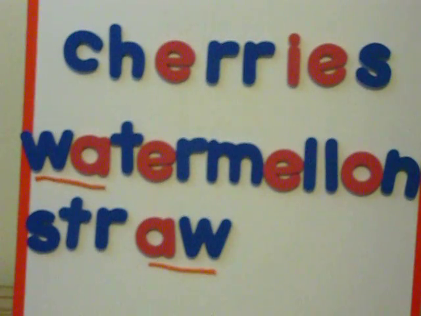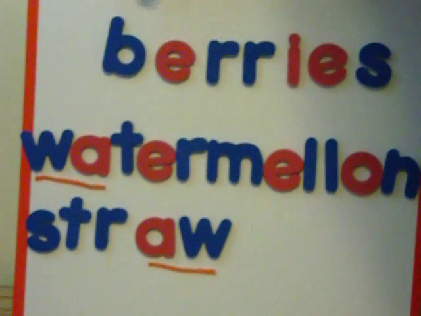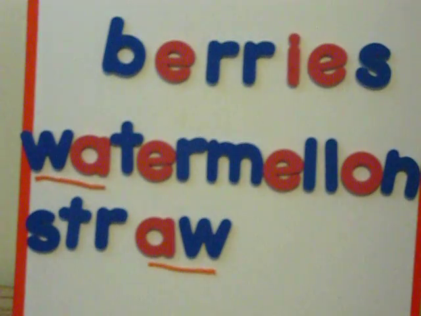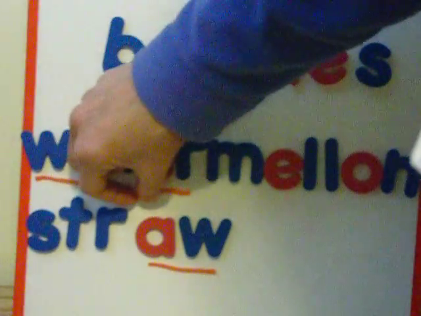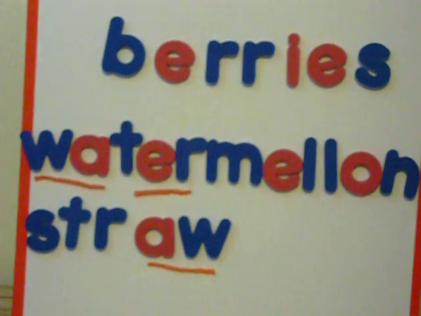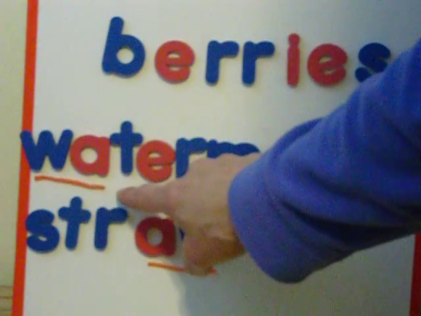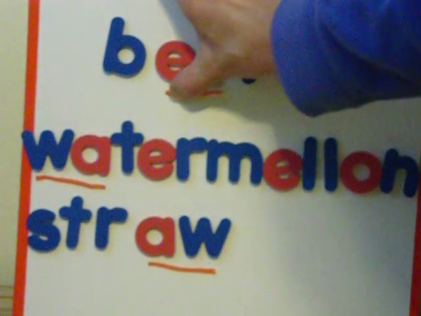Now, in cherries and the word berries, this ER actually says air, which doesn't happen always, but it does sometimes. So the most common spelling and the most common sound for the spelling of ER is like in watermelon. So, like I say, teach it if you think a child is ready, skip it if it's too complicated. Melon. So in this word, berries, the ER says air.